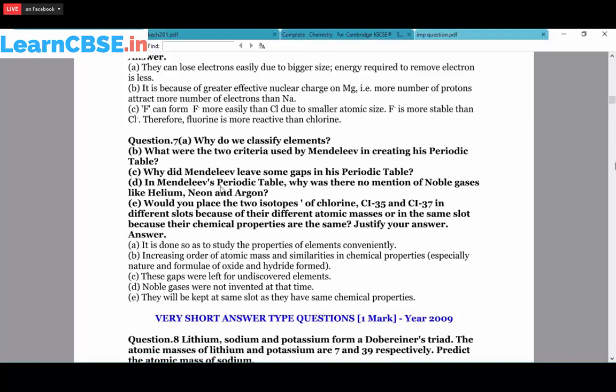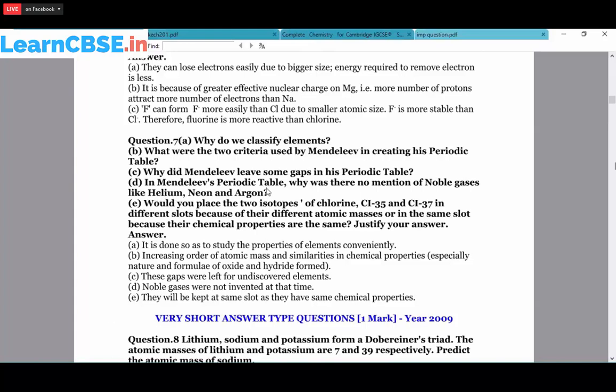Why did Mendeleev leave some gaps in his periodic table? Because the gaps were left for the undiscovered elements. All the elements were not discovered at that time, only a few. Wherever he found similar chemical properties, he placed the elements in that space. If it did not match, he left some spaces for the undiscovered elements.